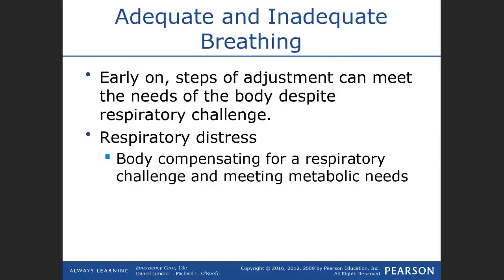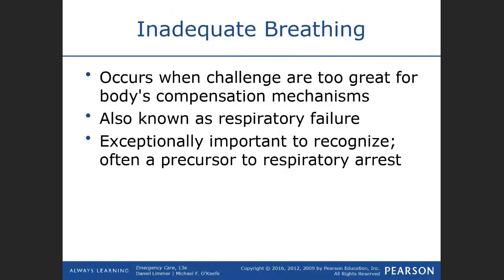Early on, steps of adjustment can meet the needs of the body despite respiratory challenges. So in the early stage, they tend to compensate fairly well. But if it's not adjusted, respiratory distress can move from mild to moderate to severe. So respiratory distress is the body compensating for a respiratory challenge and meeting metabolic needs. That's what respiratory distress is.